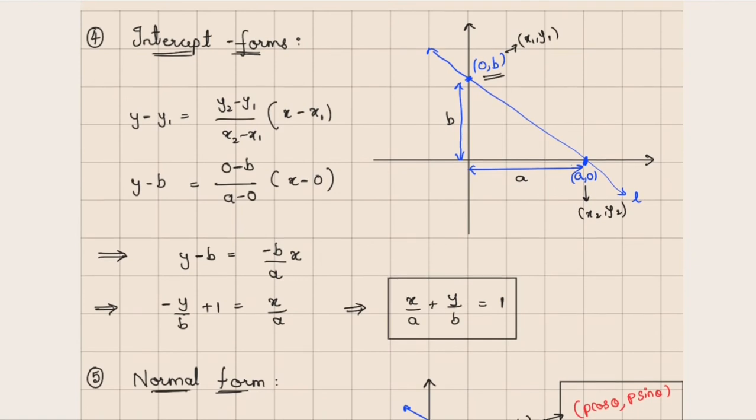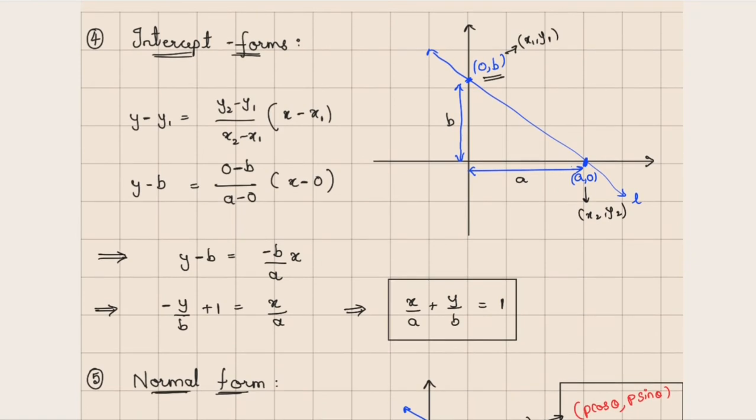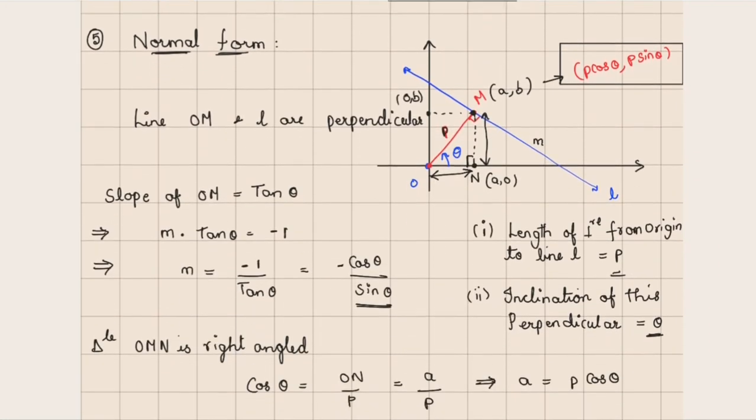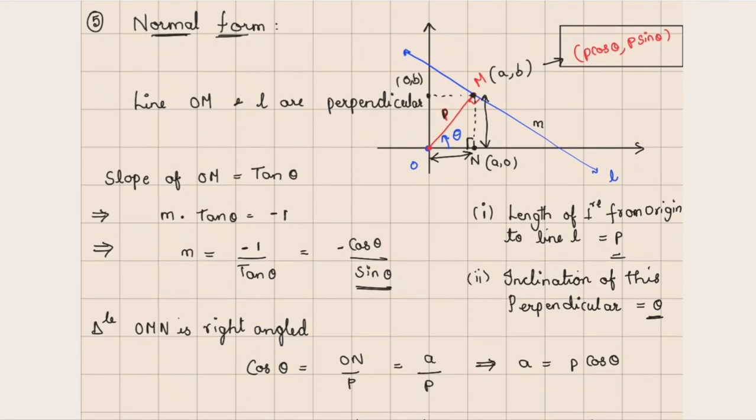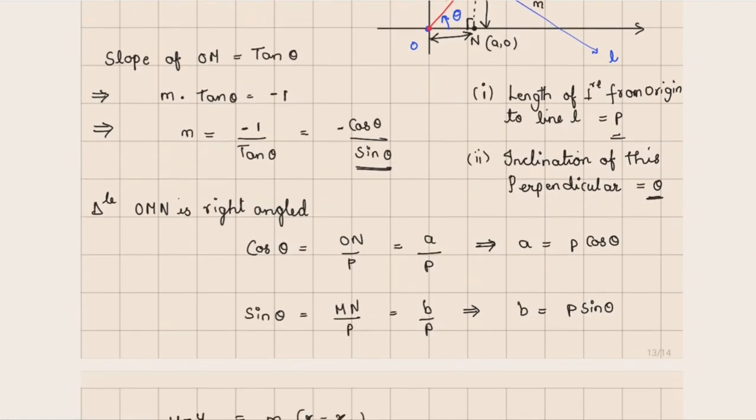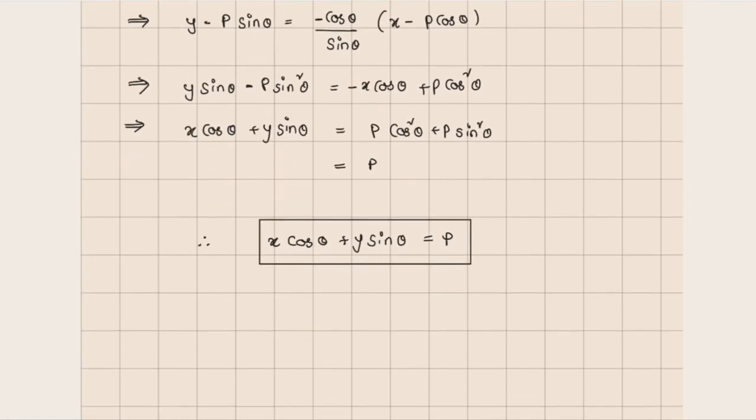The fourth thing is when we know both the intercepts, x-intercept and y-intercept. If you know x-intercept a and y-intercept b, then the equation looks as x by a plus y by b equal to 1. The final thing is normal form, which says if you know the length of the perpendicular from the origin to the line L, which is p, and the inclination of that perpendicular, which is theta, then the equation looks as x cos theta plus y sin theta equal to p.